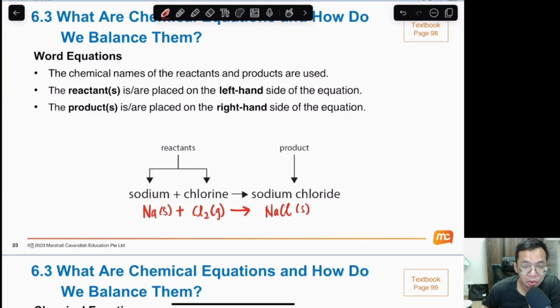So now we need to balance. But for now, just need to know this. If I were to balance it, later I'll teach you how to balance it. You just have to make sure that the number of atoms on the left hand side is equal to the number of atoms on the right hand side.